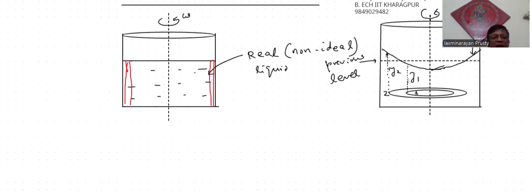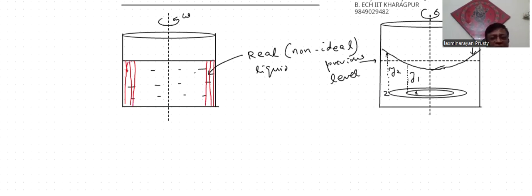But if it is a real liquid, meaning a non-ideal liquid, viscosity is there. So the viscous force will act on the touching layer, absolutely no issues. It will drag the touching layer along with it because there won't be any relative motion between the touching layer and the container wall. Then layer 1 will drag layer 2 along with it. Layer 2 will drag layer 3 along with it. As a result, all the layers go on rotating.